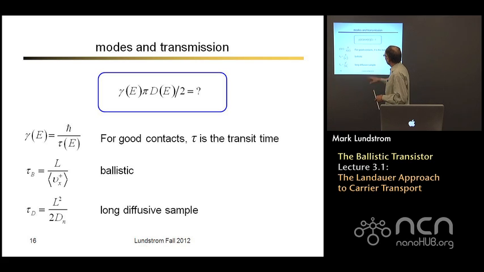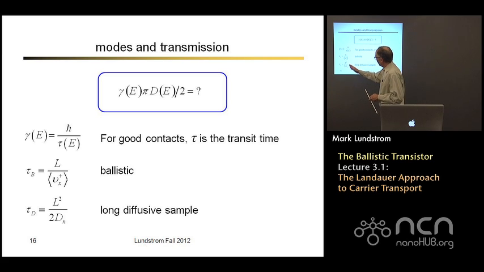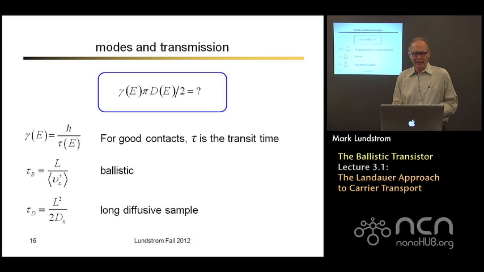Okay, for a good contact, the parameter tau is the transit time across the device, the length of the device divided by the average velocity in the direction of transport, if we're ballistic. If we're diffusive, you might remember from random walk theory or the transit time of a bipolar transistor that the time it takes for carriers to diffuse across a region isn't proportional to the length of the region, it's proportional to the length squared. And the transit time in the diffusive case is length squared over 2 times the diffusion coefficient. So those are two limiting conditions.